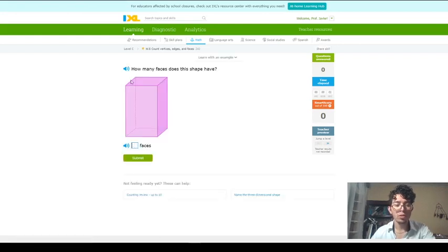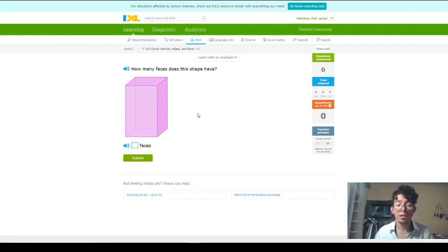Okay, guys, so let's see. How many faces does this shape have? ¿Cuántas caras tiene esta figura? Remember, faces are each of the surfaces of an object. Cada una de las superficies de los lados de una figura. ¿Ok? So, how many faces does this shape have?